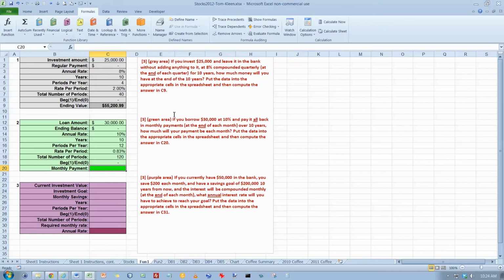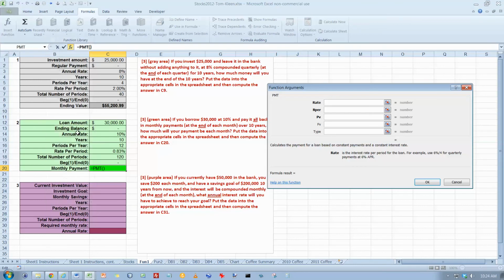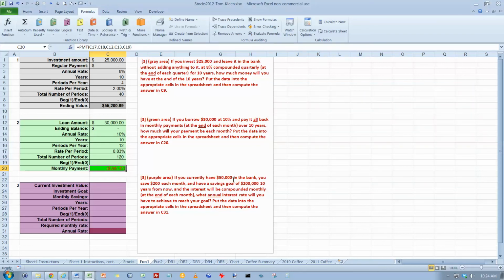And now I'm trying to compute the payment. So let's go here and select PMT. The rate is the rate per period. The number of periods is this. Present value of a loan is a positive number. The future value is going to be 0. And the type is going to be this. And click on OK. And my payments are going to be $396.45.